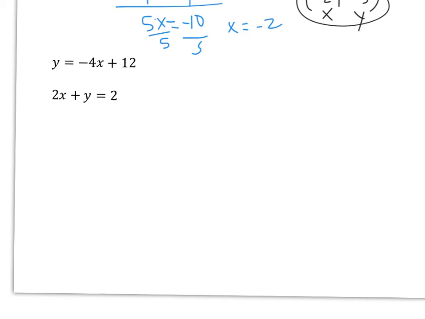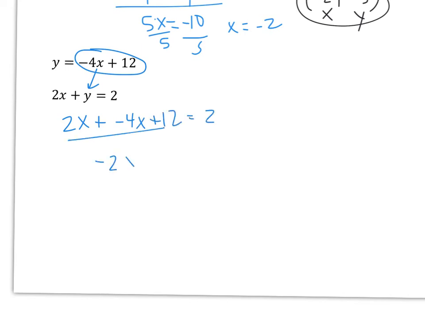All right, let's try another example. Again, when I see a variable equal to an expression, and a single variable here like y equals, this works really nicely. If I did see x equals, I could also do that as well. It doesn't matter which variable I'm substituting in for. So here I get 2x plus -4x plus 12 equals 2. Combine my x's, -2x plus 12 equals 2. Subtract 12.